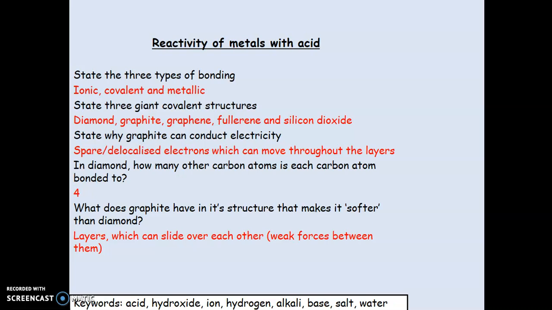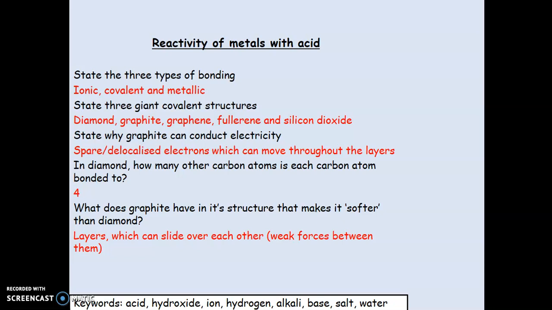In diamond, how many other carbon atoms is each carbon atom bonded to? It is bonded to 4, so it is completely bonded, which is why diamond is such a strong, hard structure. What does graphite have in its structure that makes it softer than diamond? It is made up of layers which can slide over each other. The carbon atoms themselves are strongly connected, but between these layers of carbon atoms there are only weak forces, which means the layers can slide off each other. That makes graphite a soft, slippery substance, which is why we can use it for pencil leads, industrial lubricants, things like that.